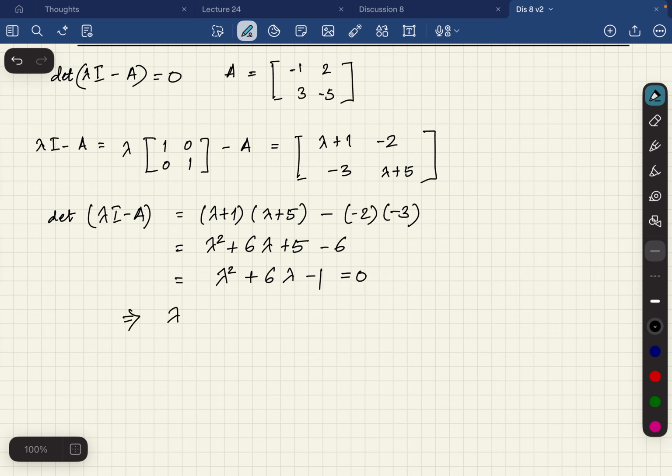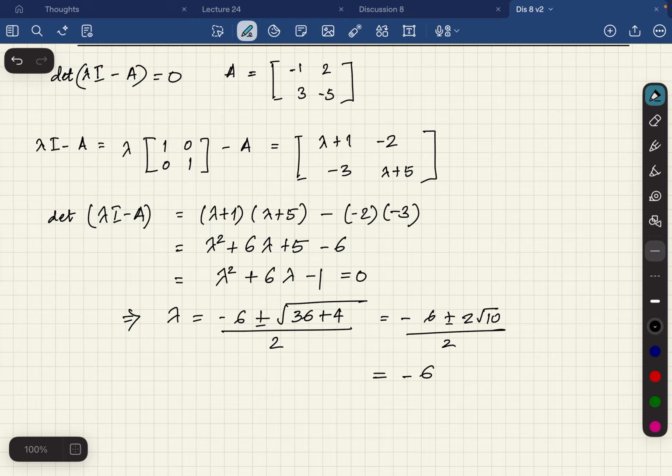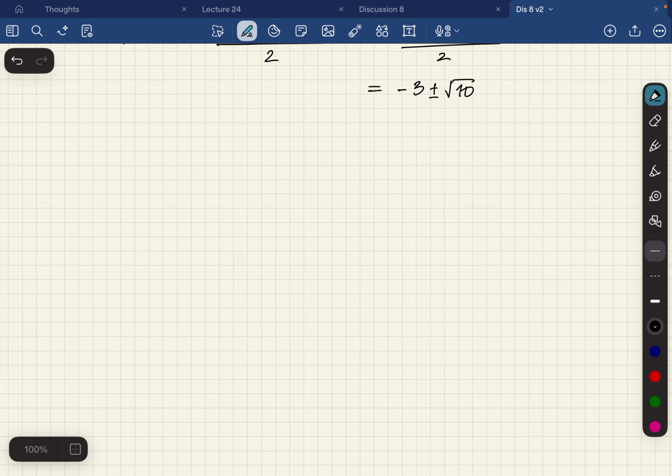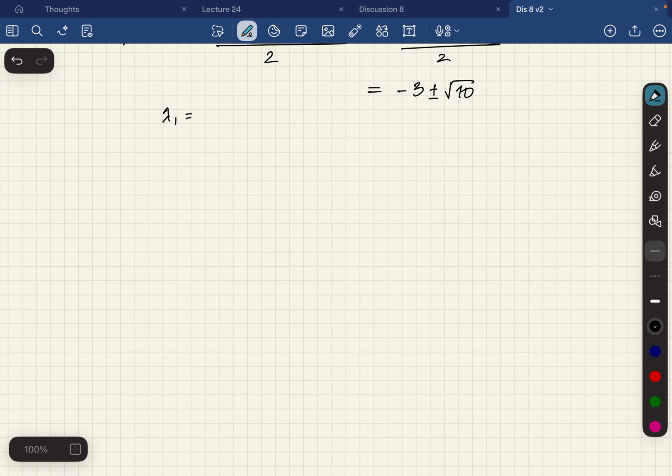Using the quadratic formula, it is minus 6 plus minus the root of 36 minus 4ac, so plus 4, divided by 2. So this is 40, which is 2 root 10. So minus 6 plus minus 2 root 10 divided by 2, which is minus 3 plus minus root 10. Just recall that we have found the eigenvalues. Lambda 1 is minus 3 plus root 10, and lambda 2 is minus 3 minus root 10.